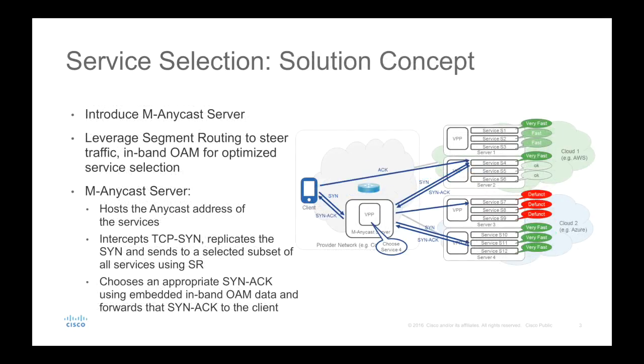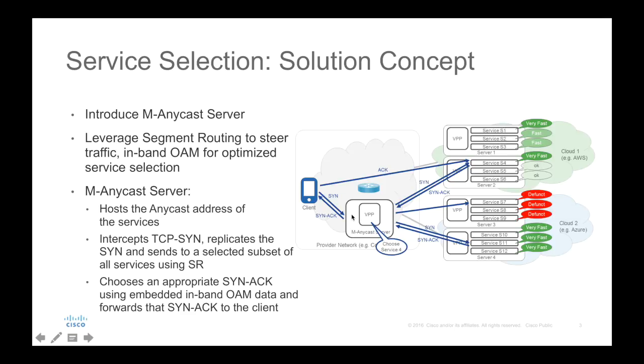To enhance the user experience accessing the Anycast service, we introduce intelligent server selection that takes into consideration network and application server state at the instance the service is accessed. For this purpose, an entity called M-Anycast server is introduced.